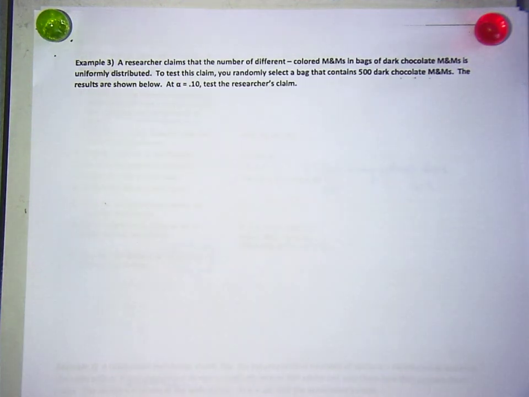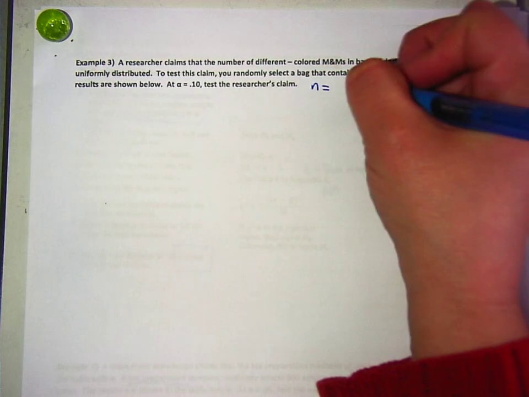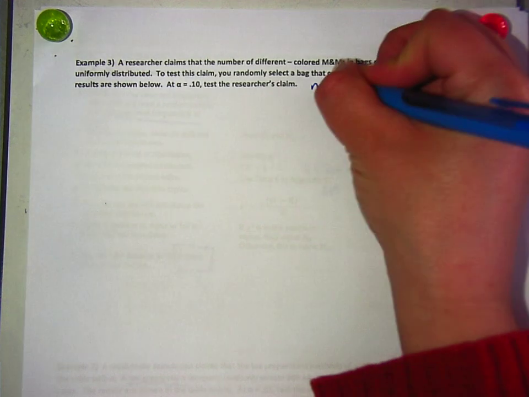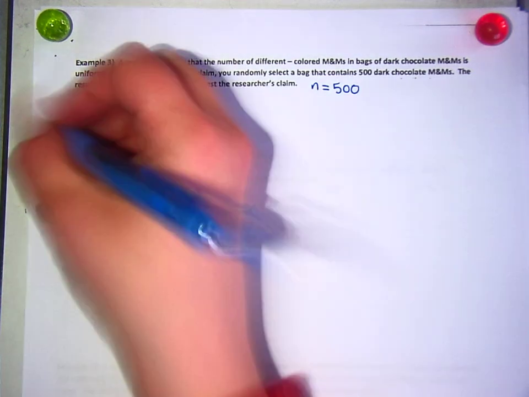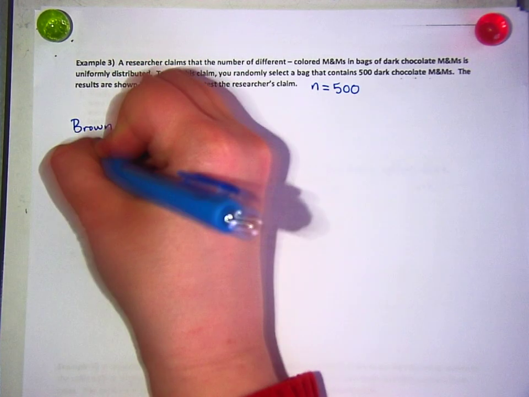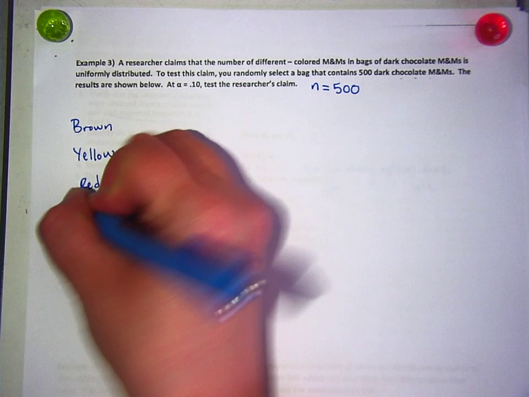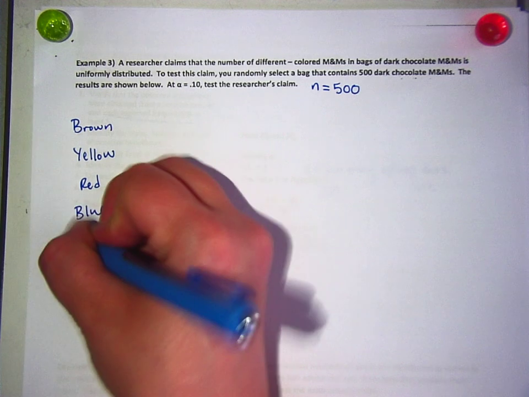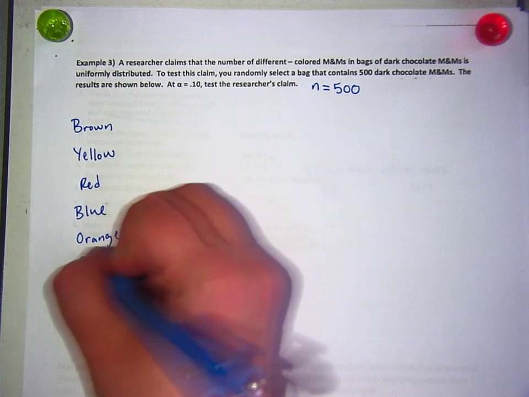But here's what the actual results were. So N is equal to 500, because they did 500. And there are 6 different colors. There's brown, yellow, red, blue, orange, and green.